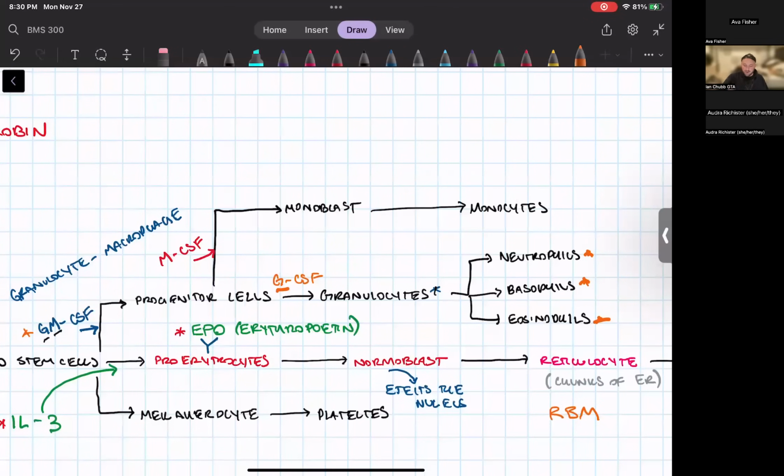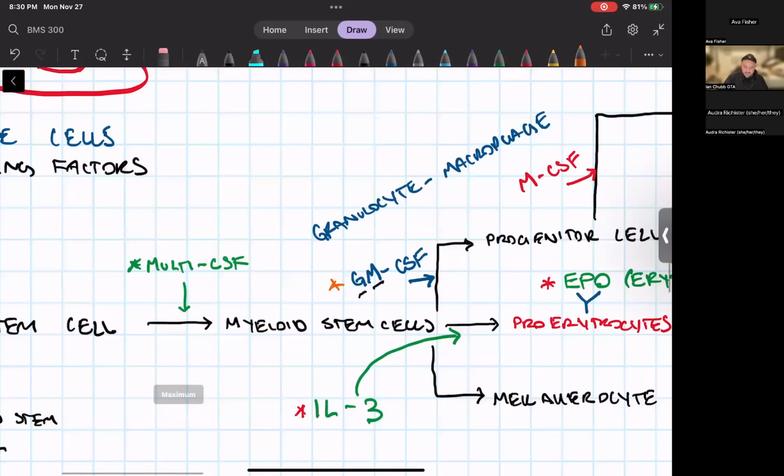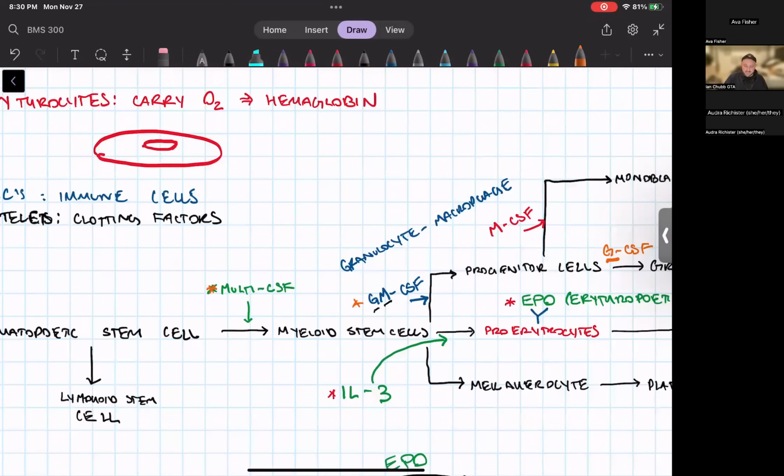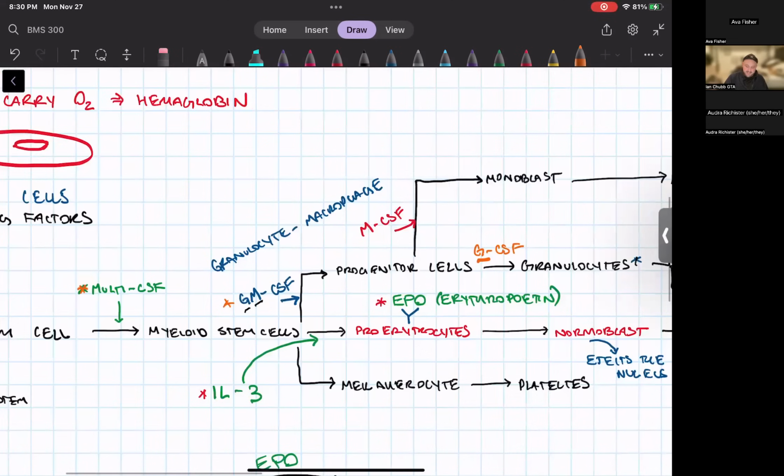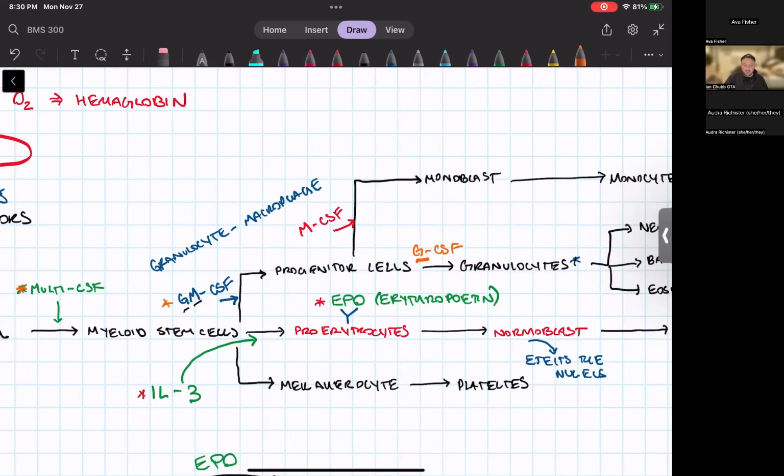I think what's really important is obviously this first one, multi-CSF, GM-CSF, because that one's the one that really breaks you apart from either becoming erythrocytes or progenitor cells. So those 2 I think are really important to look at. And knowing that EPO is obviously the one that deals with erythrocytes is going to be important as well.